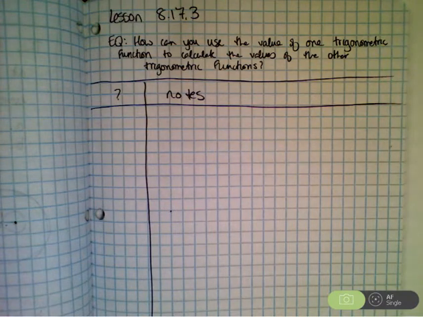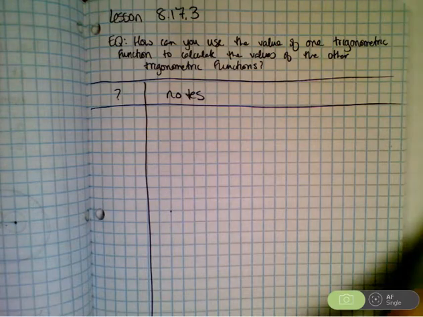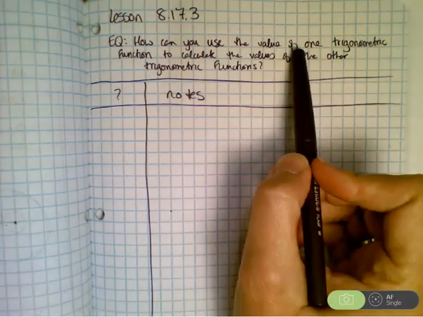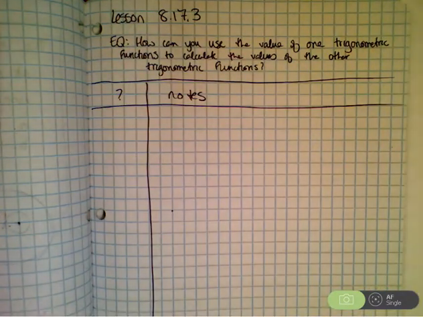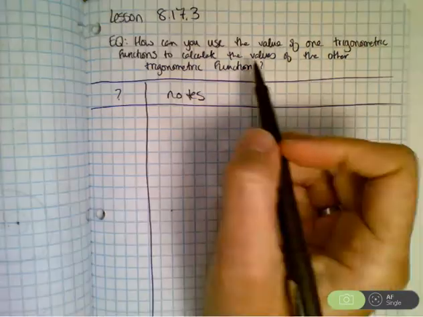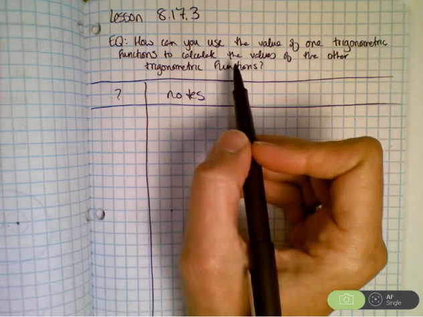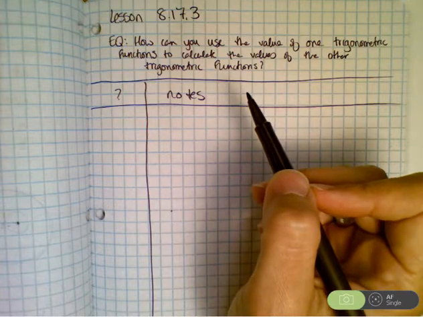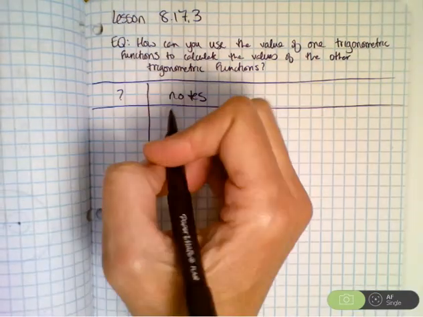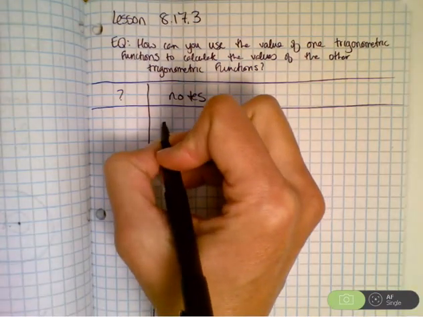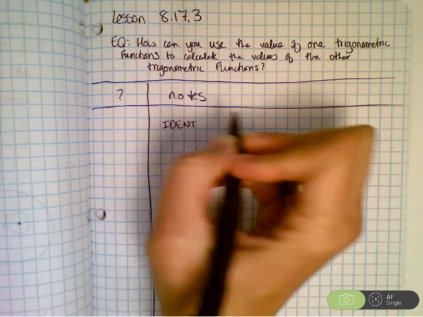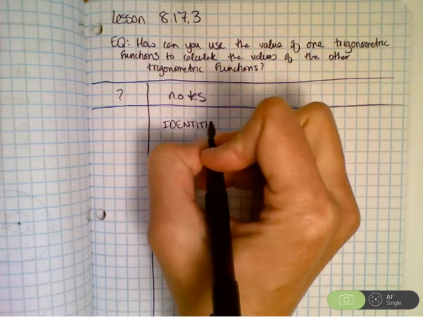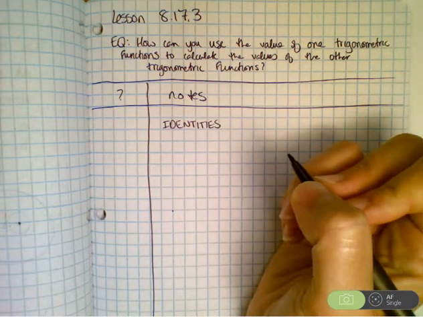Today we'll look at lesson 8.17.3. Our essential question is how can you use the value of one of the trigonometric functions to calculate the values of the other trigonometric functions. So this is when you're given sine, cosine, or tangent, then how do you find the other two? We'll start by looking at tangent, and what we use for these is we use things called identities. And as you progress in your math background, you will see identities more and more.